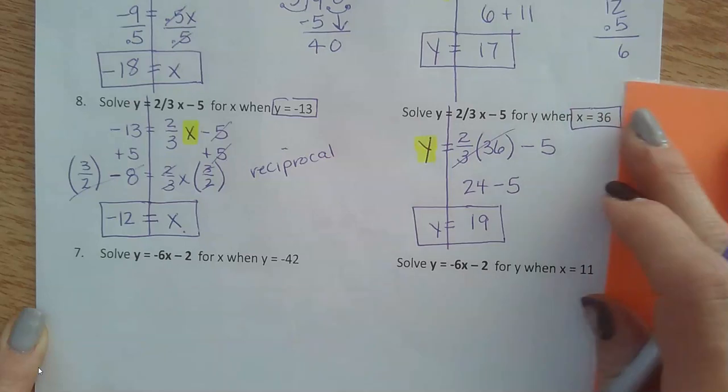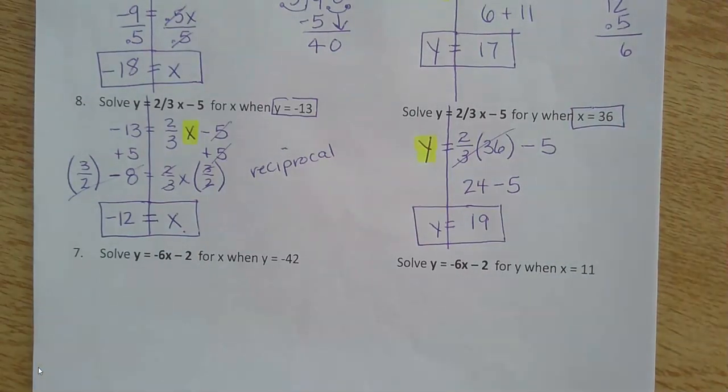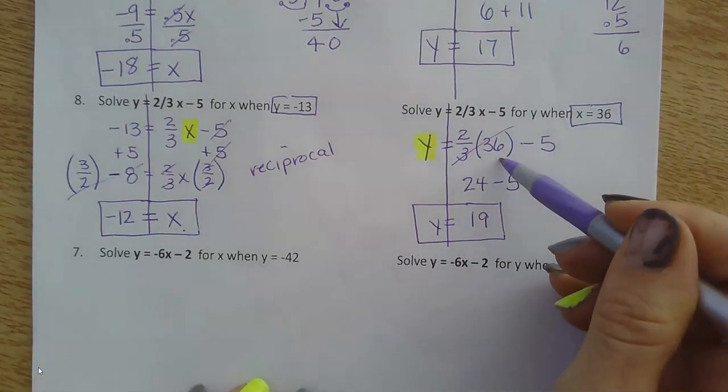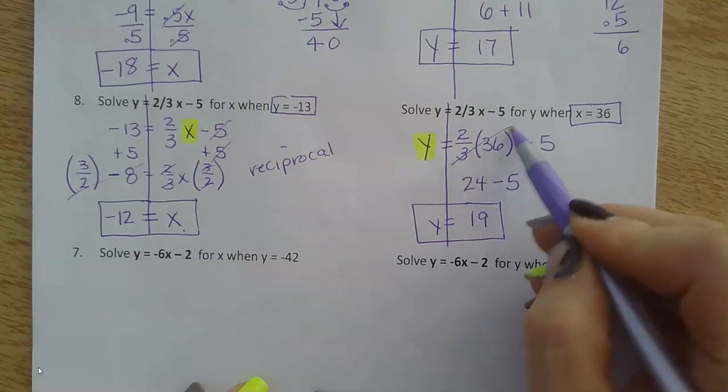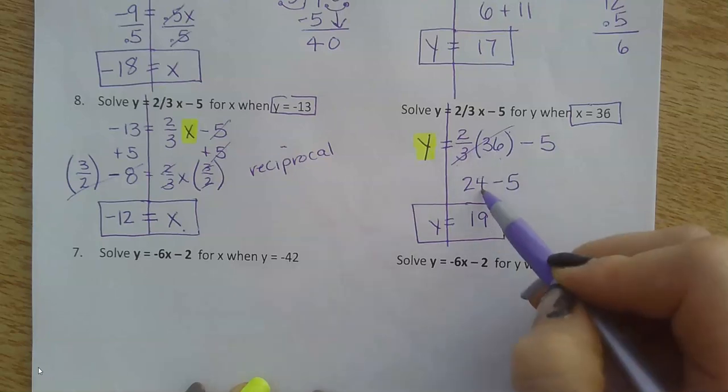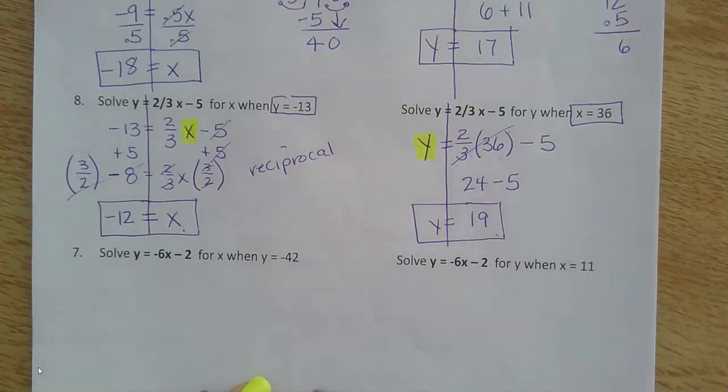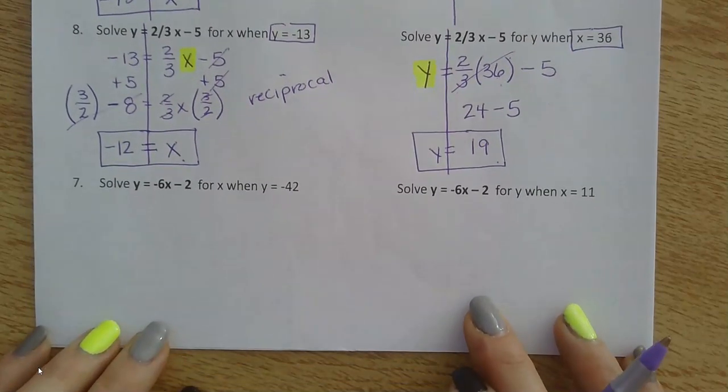Okay, checking this one. I plugged in 36 here, so I use that same shortcut. 2/3 of 36. Well, this is 12 times 2 is 24 minus 5. So you have 2 more.